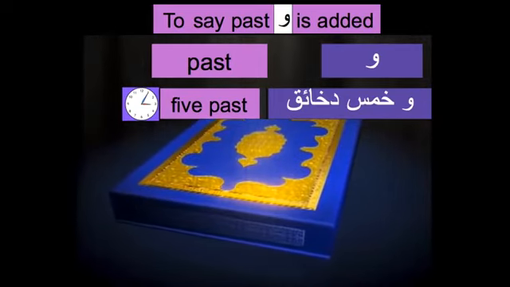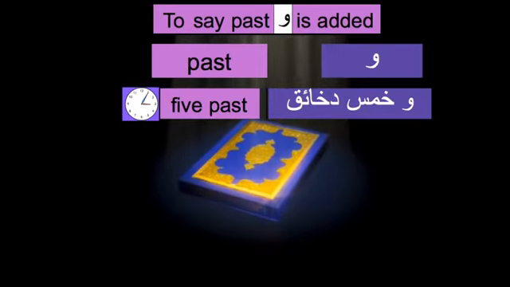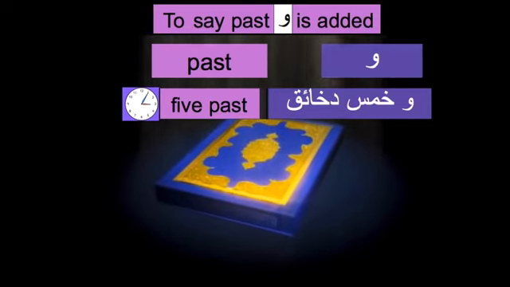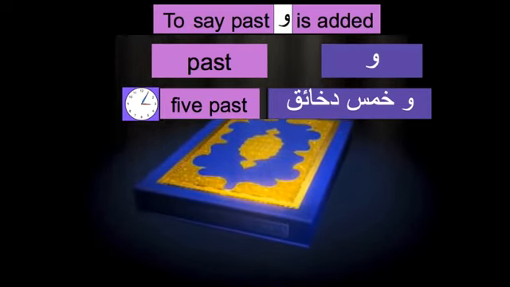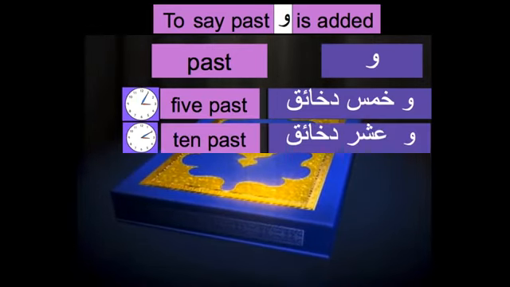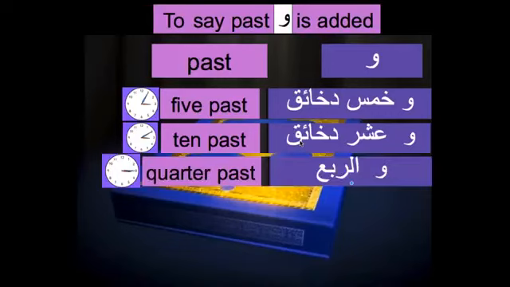Here, 5 past 3 is as-sa'atu thalithatu wa khamsa daqaiq. So you say wa khamsa daqaiq, 5 minutes. The time is 3 o'clock and 5 minutes, that is, 5 past 3. 10 past 3 will be wa ashara daqaiq. The same number rule is applied here, but we use daqaiq, which means minutes. Daqiqatun is 1 minute. Daqaiq means minutes, plural.